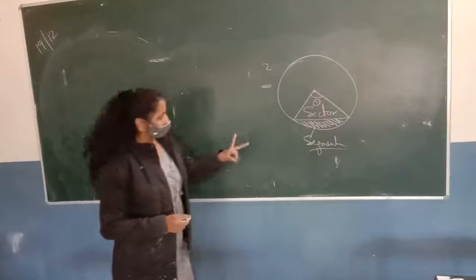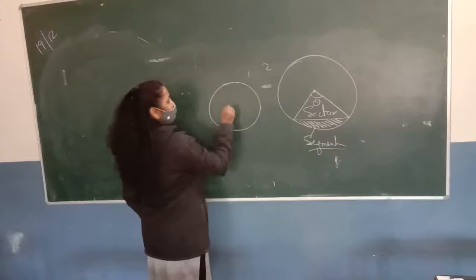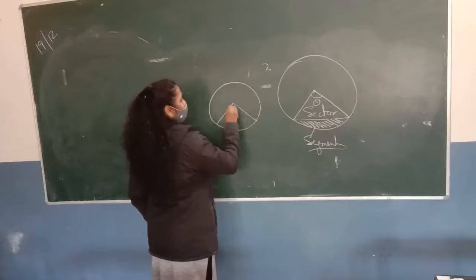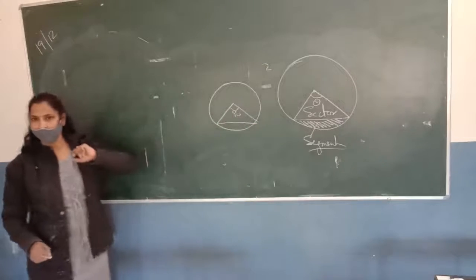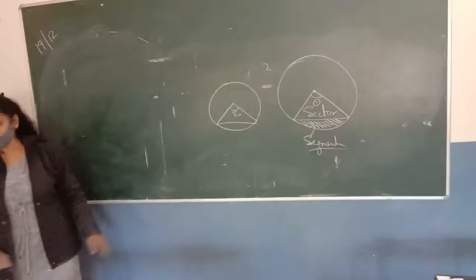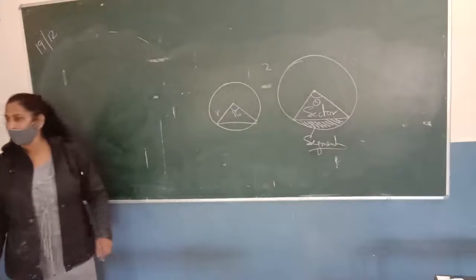This angle can be of 90. Suppose this is a circle and the angle is of 90. Okay. So how can we find the area of this triangle? Suppose we know the radius of the circle. Now how can we find the area of this triangle?